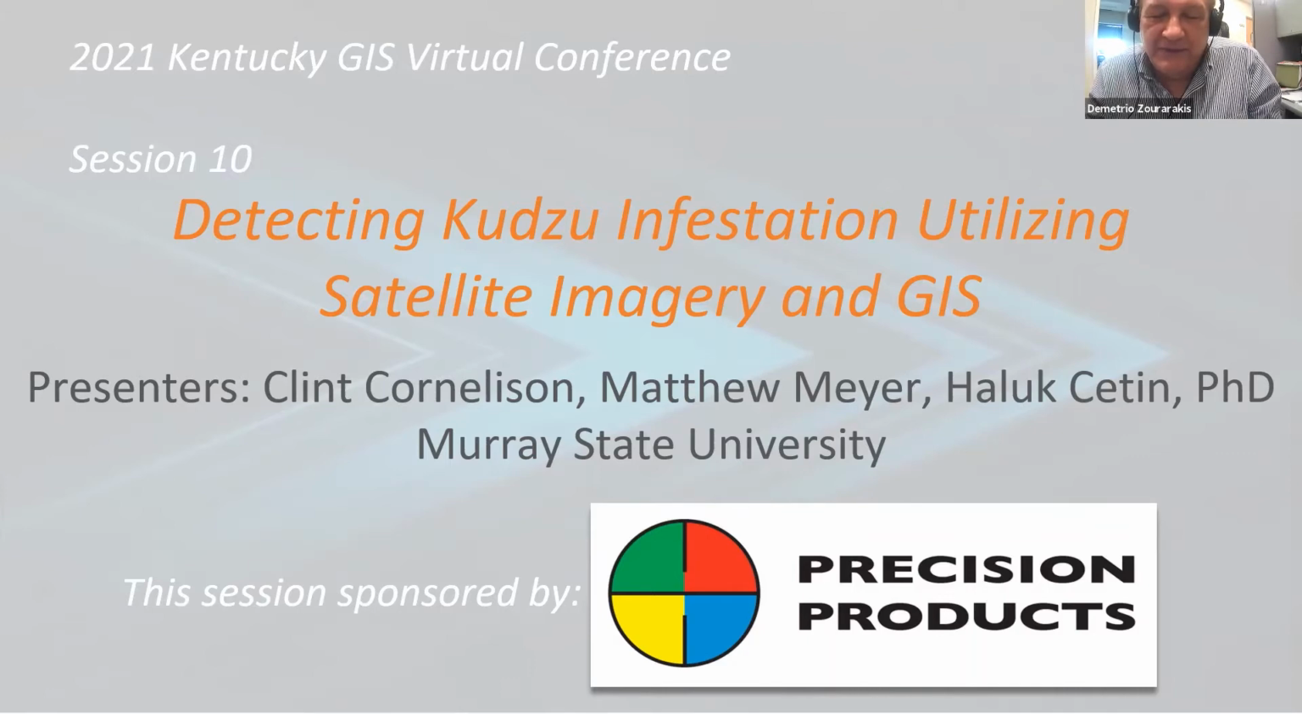I have the pleasure to introduce the next speaker, who is Clint Cornelison. I don't know the pronunciation exactly. He's a GIS and remote sensing undergraduate student at the Department of Earth and Environmental Science at Murray State University. Clint is also, very important, a recipient of the 2021 Camp Scholarship Award. So his paper is Detecting Kudzu Infestation Utilizing Satellite Imagery and GIS. Clint, it's all yours.